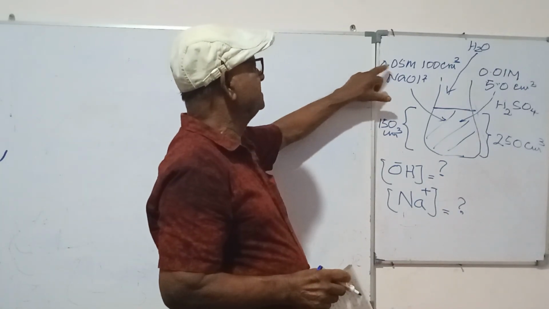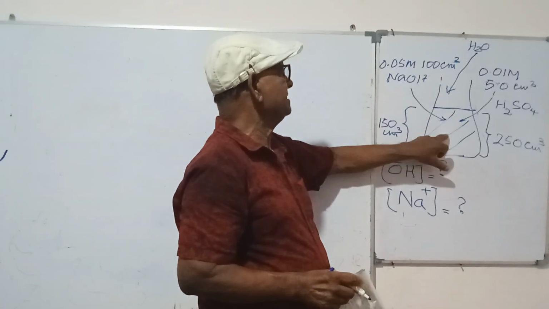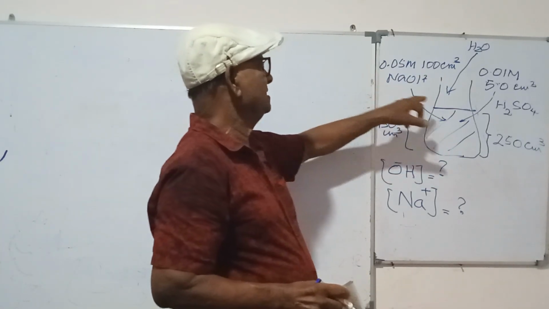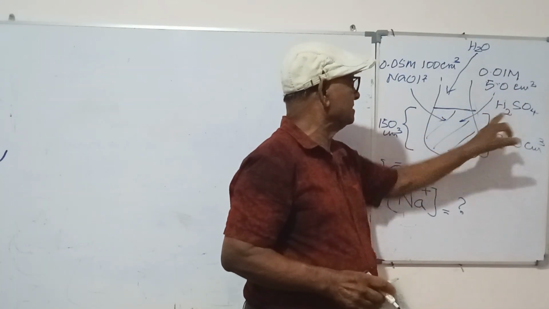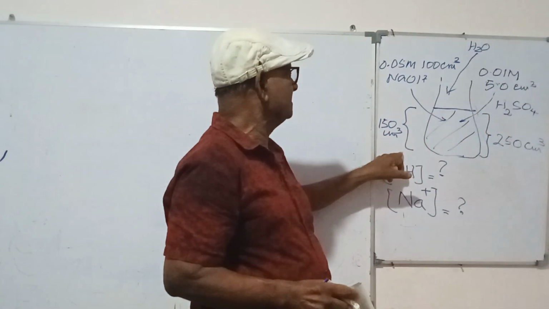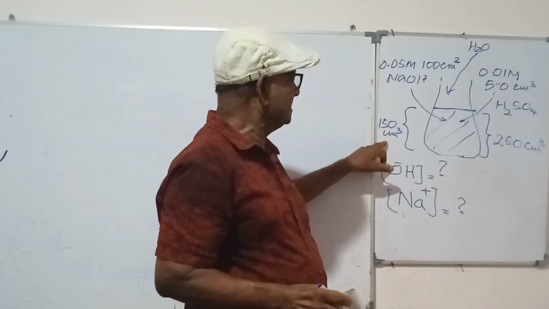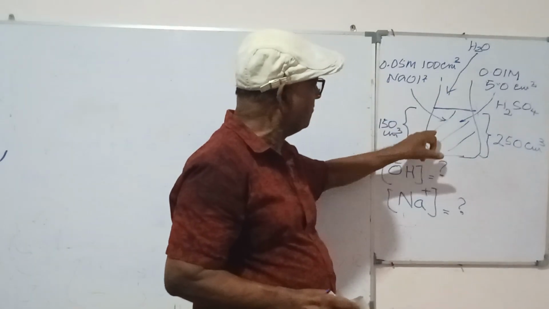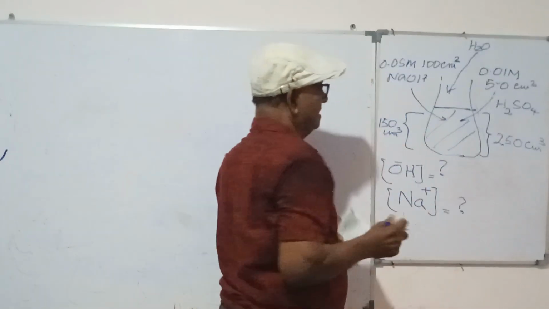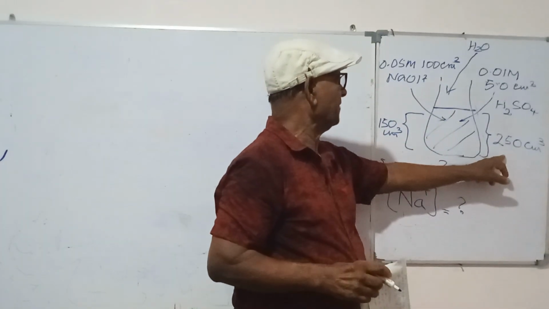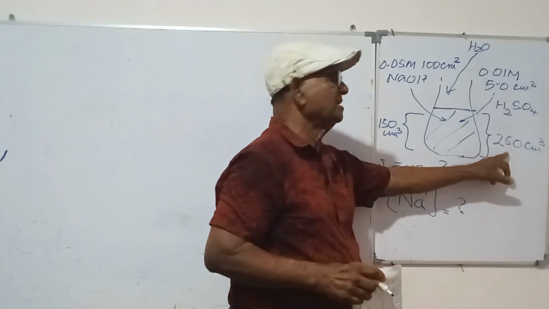See here, 0.5 M 100 cubic centimeter NaOH, 0.1 M 50 cubic centimeter sulfuric, mixed together, it becomes 150. After that, addition of water makes it 250. The final volume of the solution is 250.